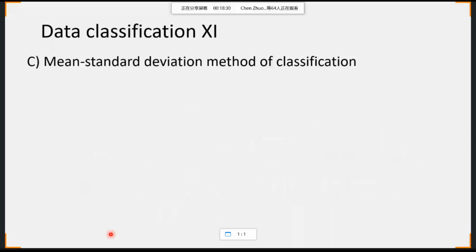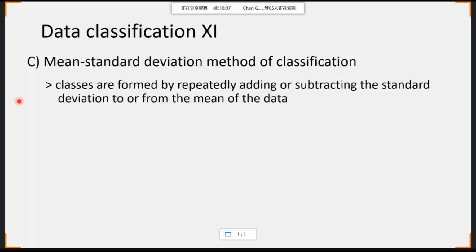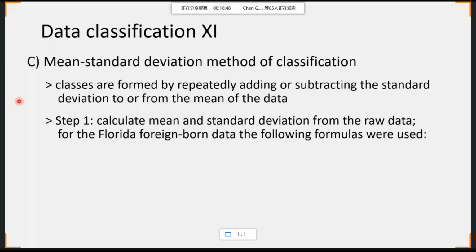The third method is the mean standard deviation method of classification. Classes here are formed by repeatedly adding or subtracting the standard deviation to or from the mean of the data. Step 1, calculate mean and standard deviation from the raw data. For the Florida foreign-born data, the following formulas were used.